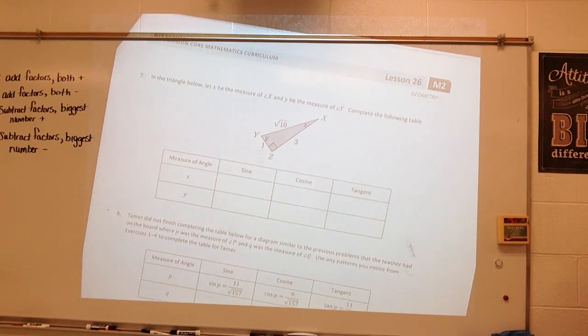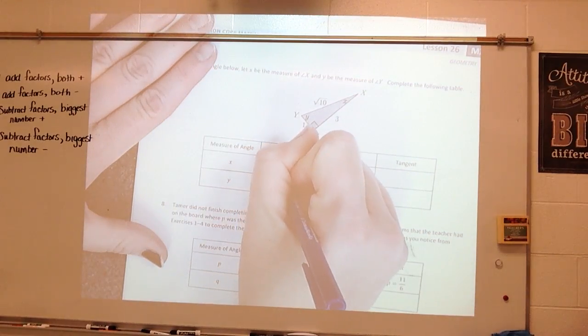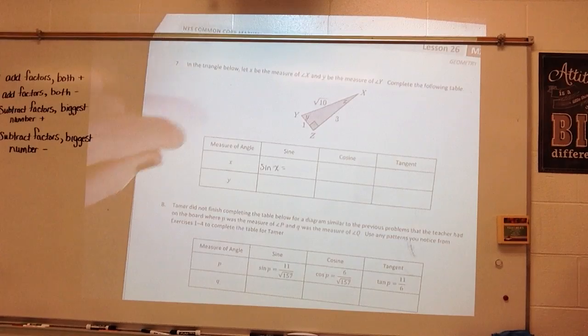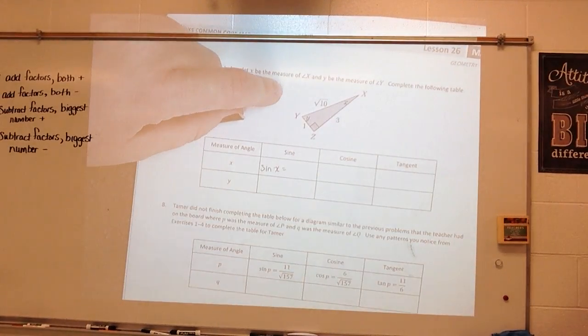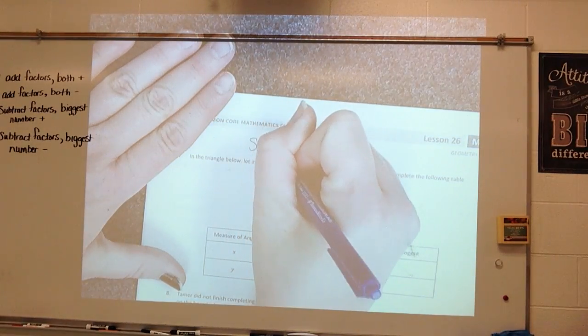In the triangle below, let x be the measure of angle x and let y be the measure of angle y. Complete the following table. All right, so the sine of x. All right, the sine of x is opposite. And if you want to write this down, oh, nope.